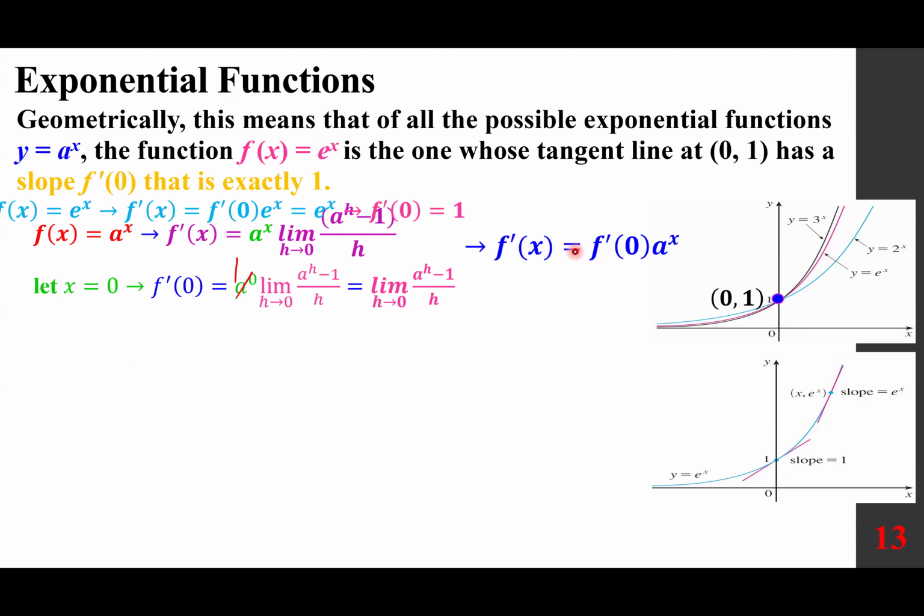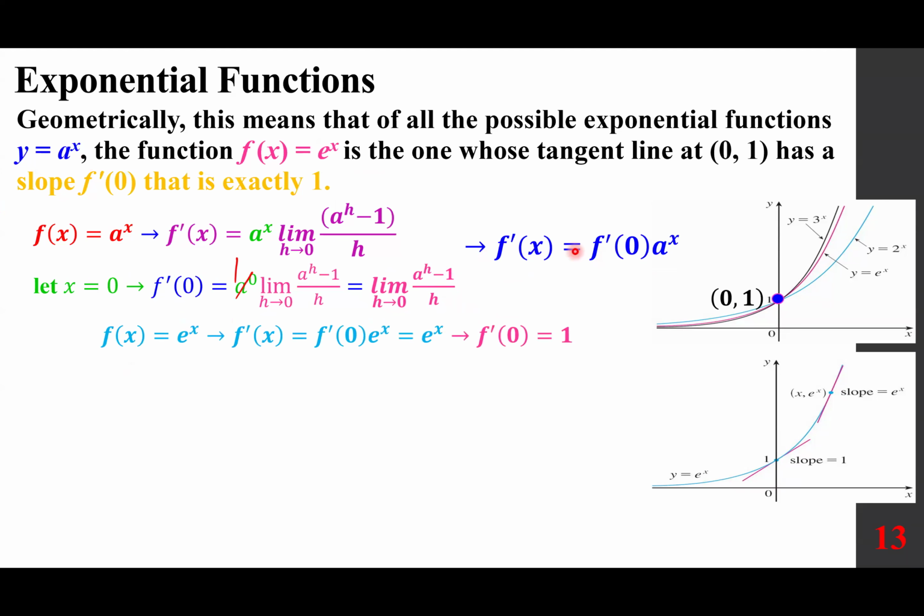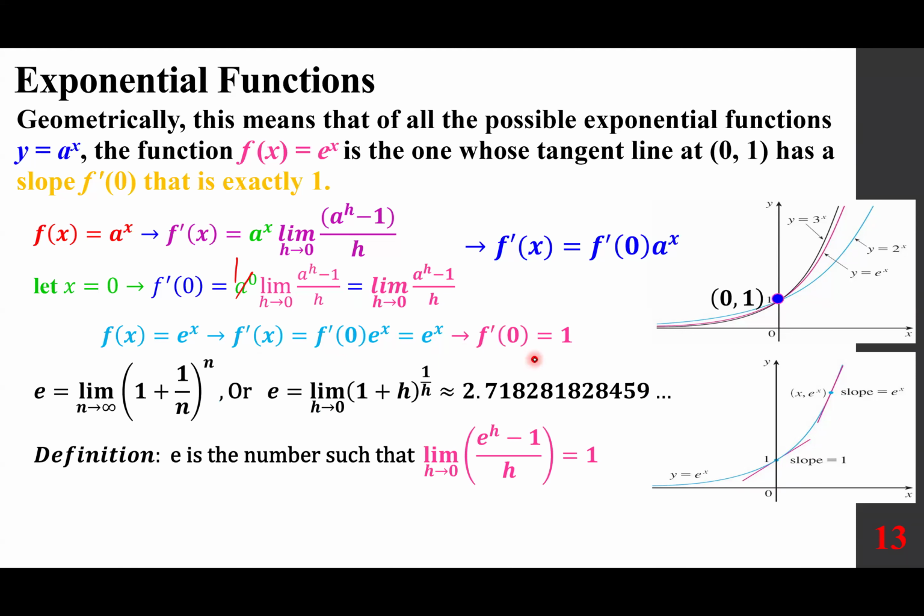Now, for e to the power of x, f prime is f prime of 0 times e to the power of x, and if f prime is also e to the power of x, then f prime of 0 must be 1. And these are the ones we have looked at: the limit of (1 plus 1 over n) to the power of n as n approaches infinity, or the limit of (1 plus h) to the power of 1 over h as h approaches 0. And we know the number. Now we have this new definition: e is a number such that the limit of (e to the power of h minus 1) over h as h approaches 0 is 1.